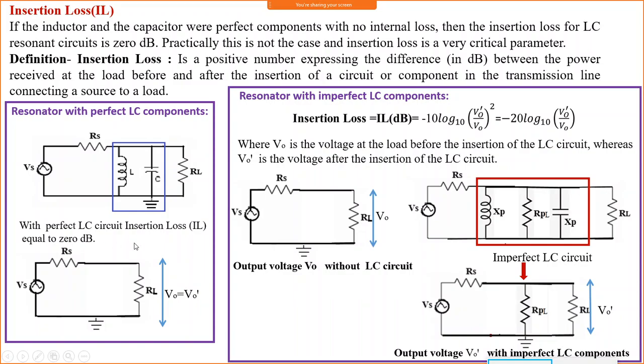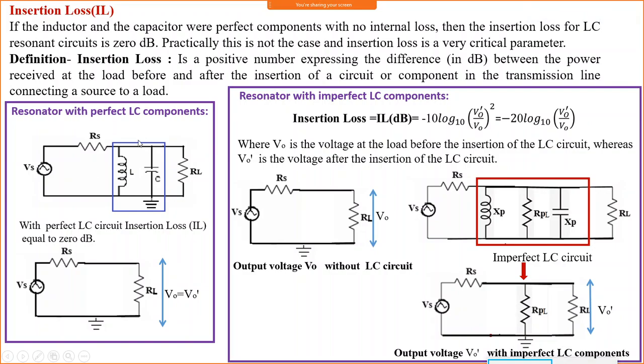To find the insertion loss, what we are doing is measuring the output voltage without this resonator circuit. That is the V naught here. What is the voltage without this network? RS is connected directly to the load resistance RL without the resonator network. Find out the voltage across this resistance. That is the V naught here. Without the network, we have to find the output voltage.